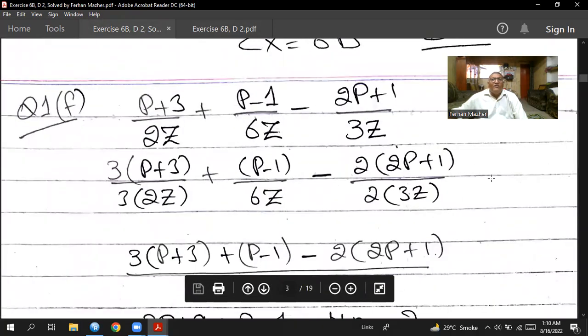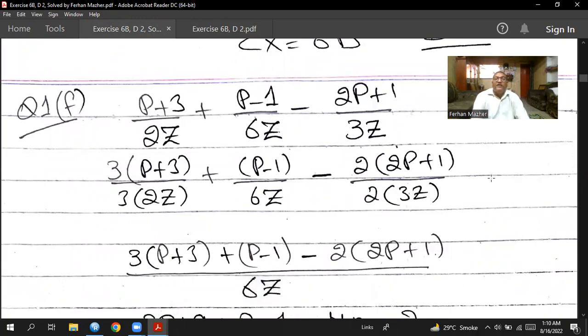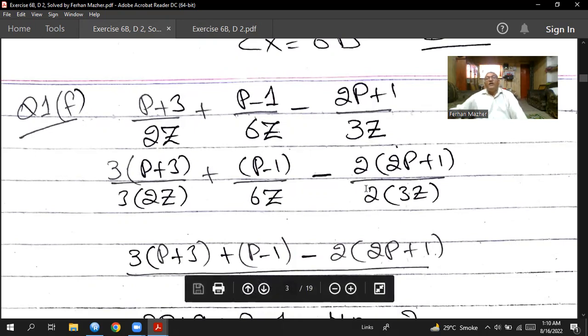Okay. So what we will do, we will multiply in the first fraction with the 3 in the numerator and denominator both. So you will have 3 bracket p plus 3, and downstairs you will have 3 multiplied 2z. In this fraction, you don't have to multiply with anything. This is already 6z. In this fraction, the last one, you multiply numerator denominator both with the 2. So downstairs you will have 6z.